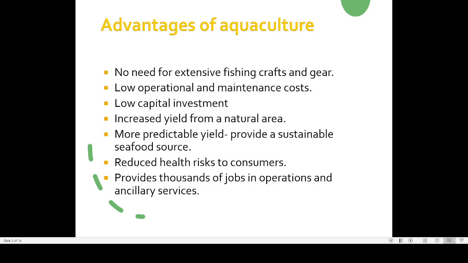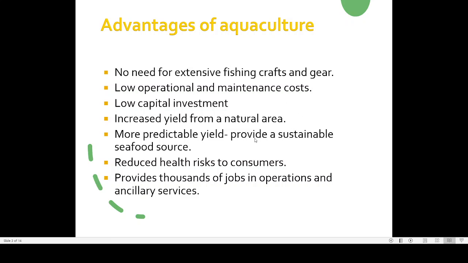Another advantage is that it increases the yield from a natural area. In aquaculture we are giving the fish more nutritive food. If you give nutritive feed, that will increase the growth of the fish. Instead of 1 kg, it may grow to a size of 2 kg. So if there are 100 fish, instead of 100 kg, which is normally what happens, if you give more nutritious feed, the size of the fish may increase. So instead of a total output of 100 kg, we may be able to produce 200 kg. Then our profit will increase. So that is the advantage of using aquaculture.